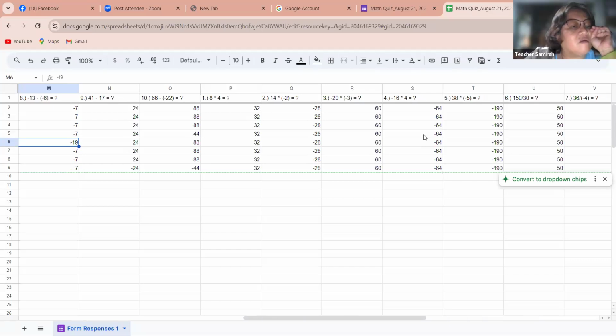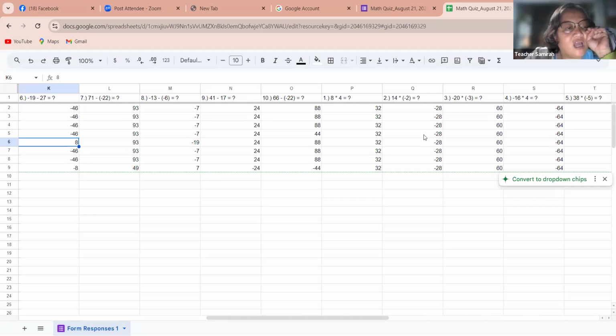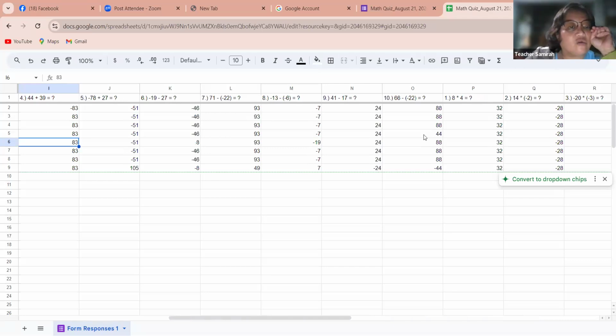Okay, positive should be negative, positive. And then, this one. You answered negative 8, which should be negative 46, and then negative 51, and then positive 83.